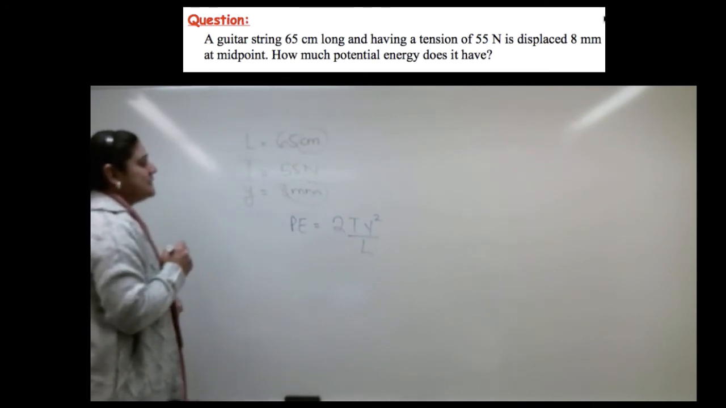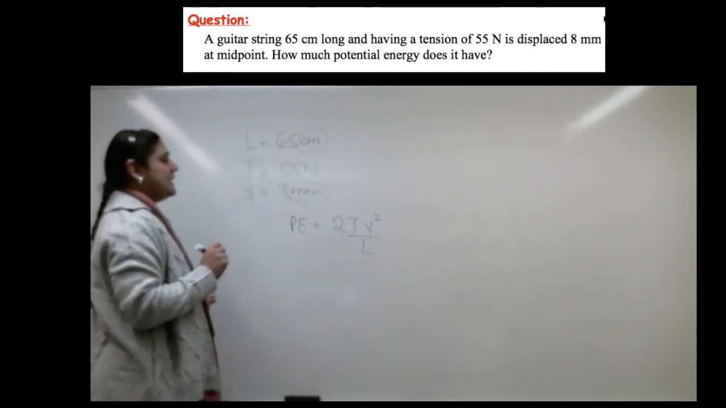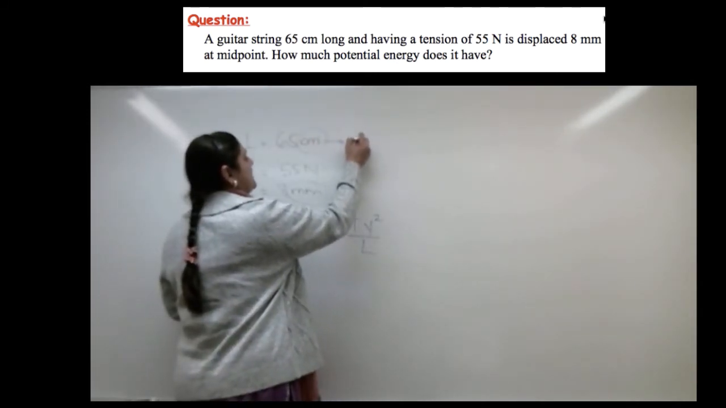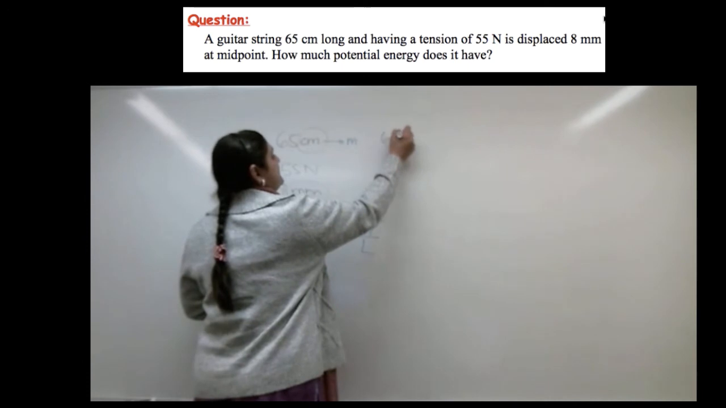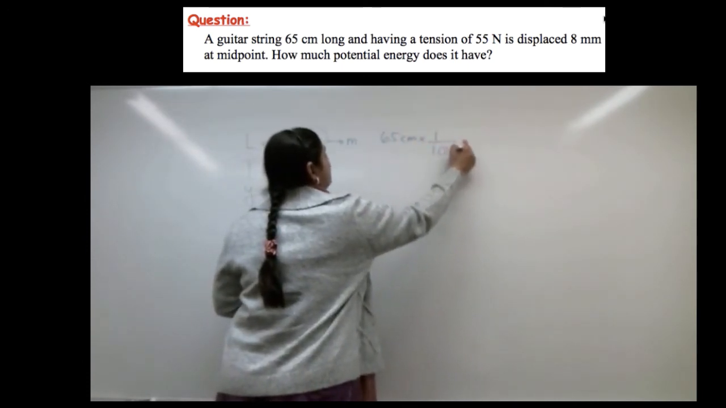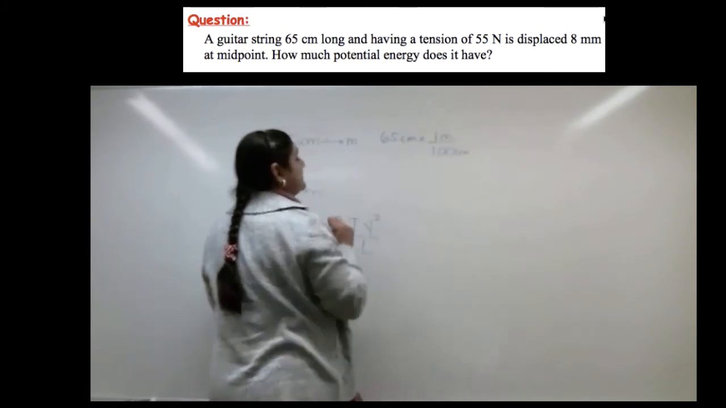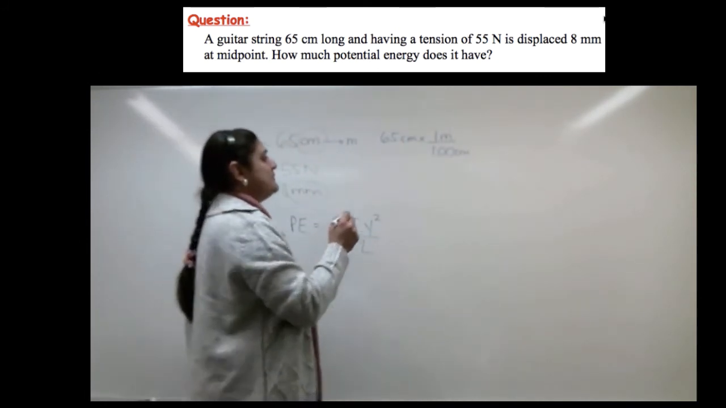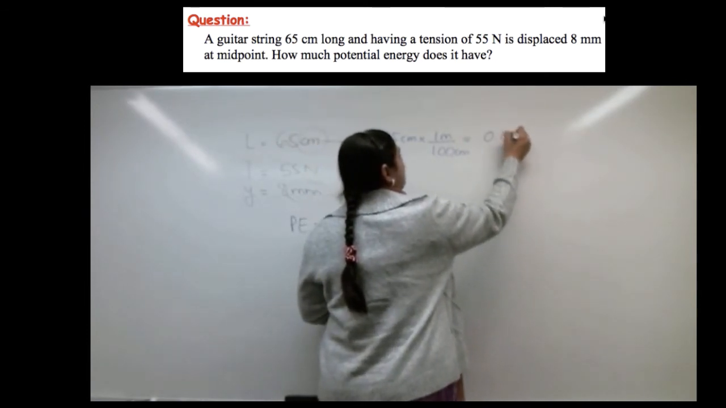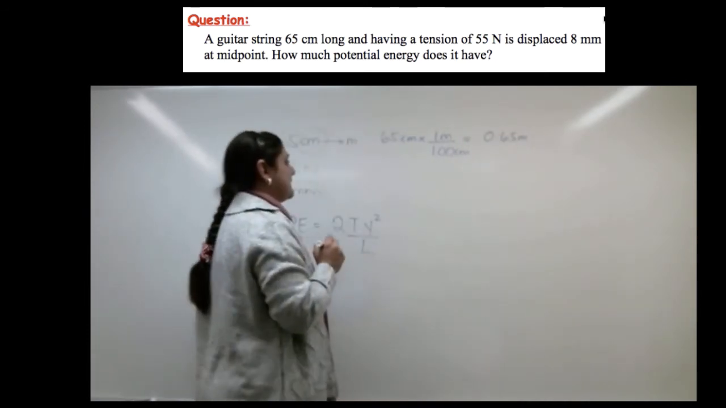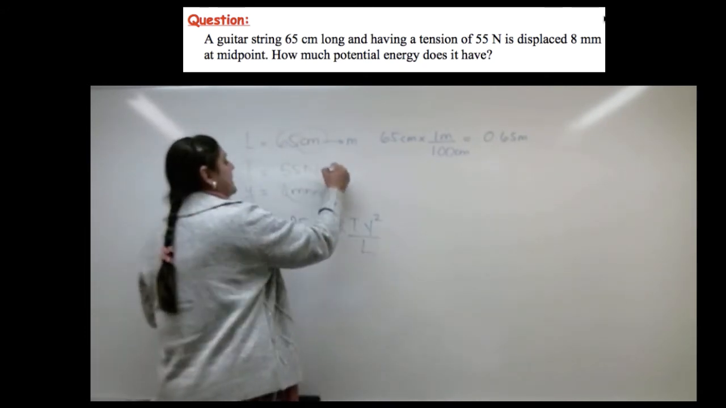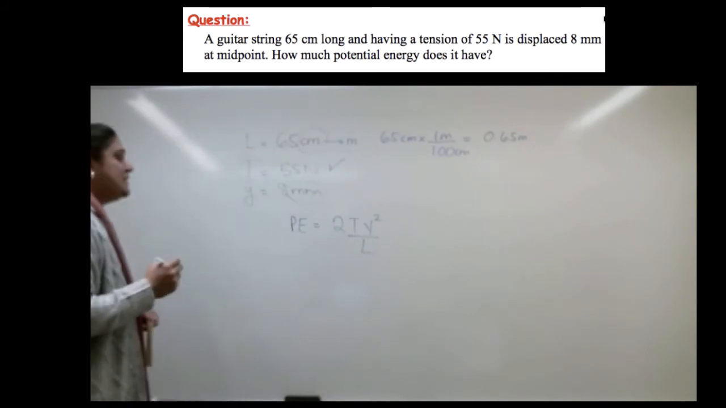Now the next thing I need to worry about are these units. For my units, I am going to convert this into meters. What do I know? 65 centimeters times 1 over 100 centimeters equals 1 meter. Right? 1 meter equals 100 centimeters. So this implies I will have 0.65 meters for my length. My second one is tension, which is 55 newtons. Well, that's fine because newtons is an SI unit.